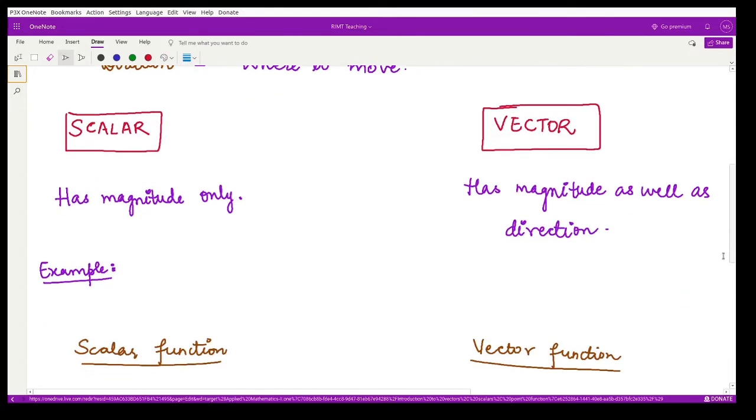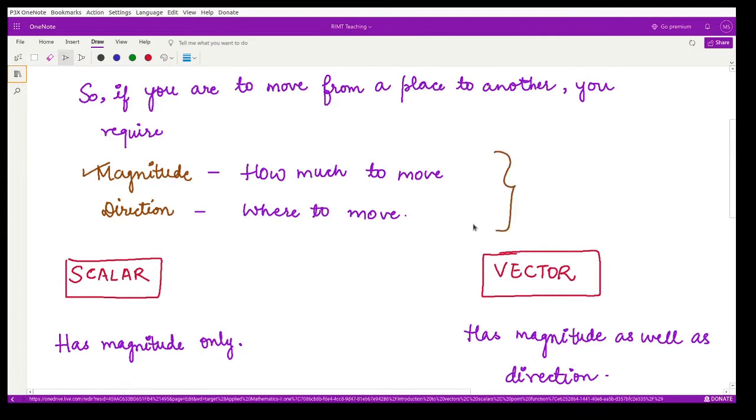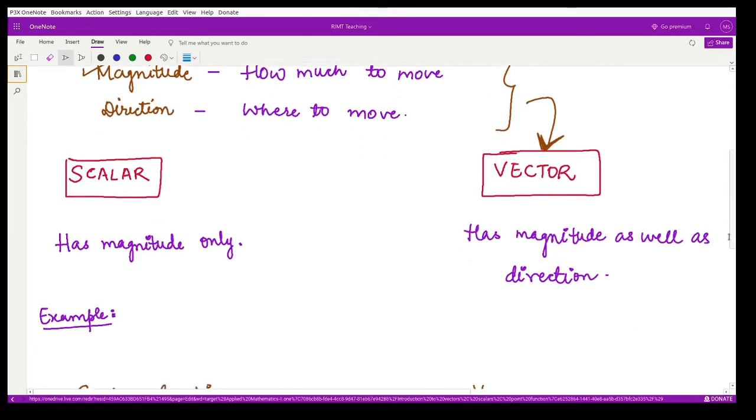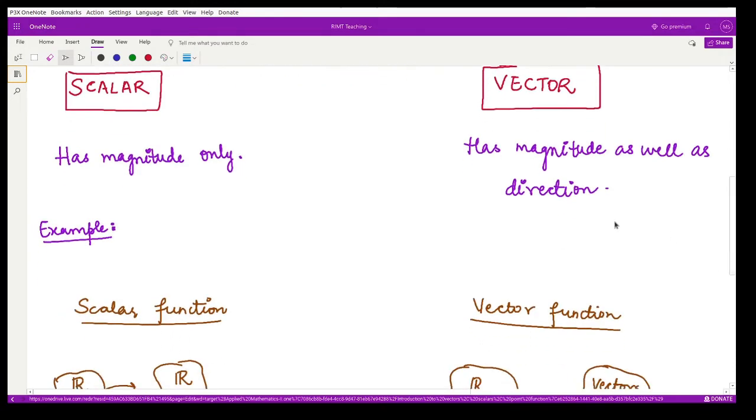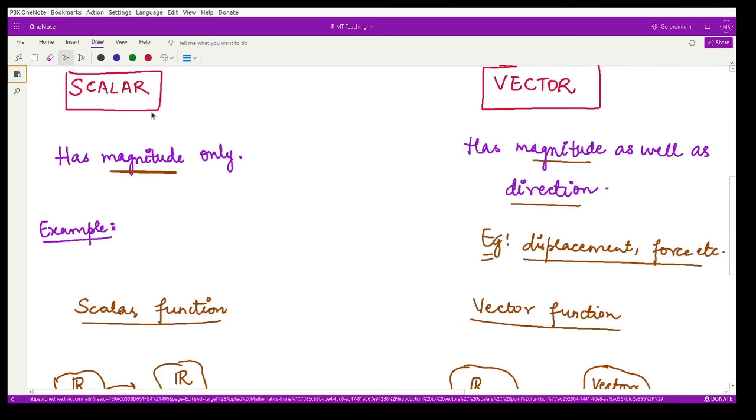By the need of these two quantities, magnitude as well as direction, the existence of vectors came into light, right? So a vector is a quantity which has magnitude as well as direction. For example, the vector quantities are displacement, as you have told me, right? Force, etc. There are many vector quantities which utilize both the magnitude as well as the direction. However, the quantities which have magnitude only are termed as scalars. For example, mass or simple distance is scalar.